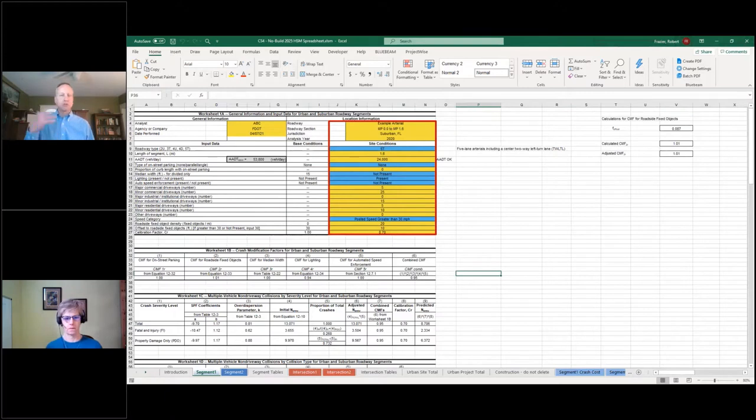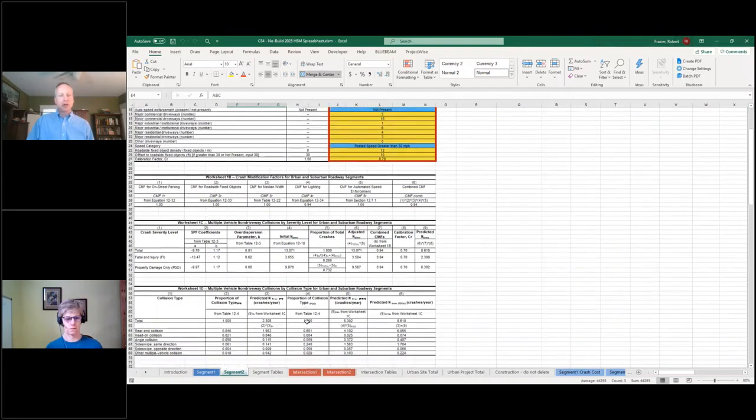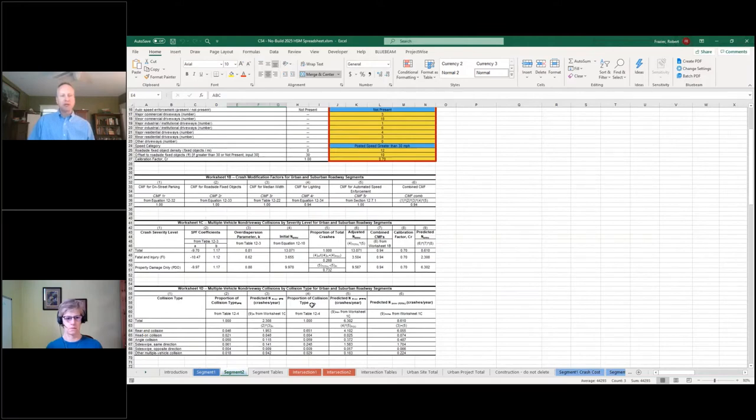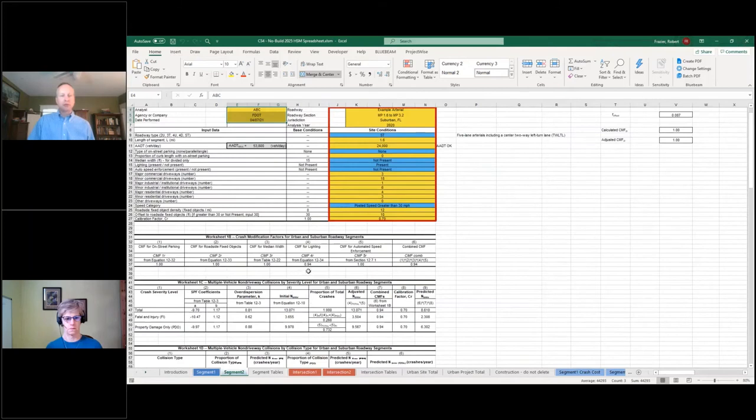We have the volume, the number of driveways, all the information has been entered. And again, this relates to an example in the workbook if you want to look back at it. Then segment 2, same thing: enter the information, and we're going to be able to get a crash prediction. And for reference, the CMFs are down below, and you can investigate those and see how they factor in. For example, for lighting we have the CMF 0.94.